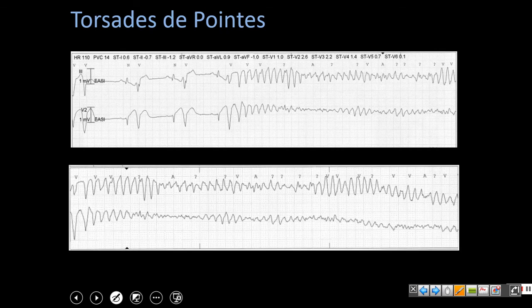Here are some example strips. So it looks like these are their normal beats here. And it looks like they're having R-on-T PVCs there and there. And then this one caused this torsades to happen. So you can see how it's wider, and then it kind of gets narrower, and then it's wider, and then it's narrower, and then it's wider. So that's that twisting of the points. That's why they call it that. And then down in the bottom strip, that's just the sustained torsades.